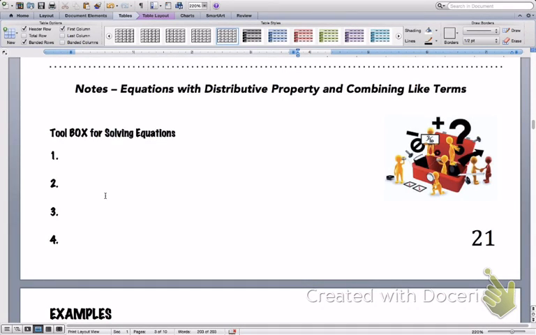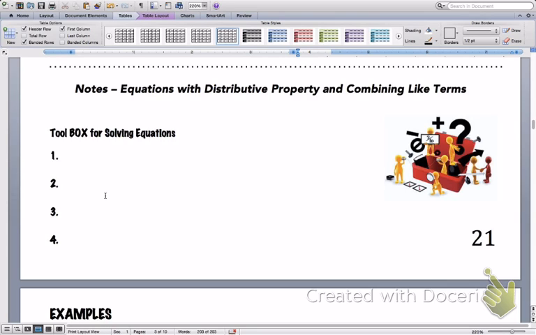Hello everyone, so we are continuing on our quest of solving equations. Now we started with basic equations, which were one-step and two-step equations. We're going to add a little bit more to that. Now we're going to add the distributive property and combining like terms. So let's go ahead and see what is our order in order to solve equations.